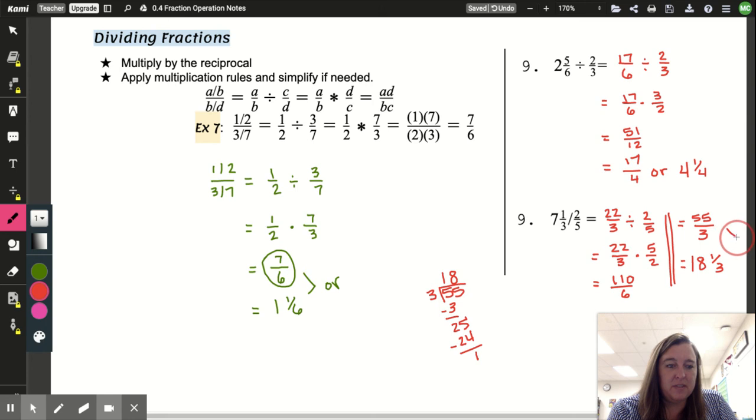So either of these answers would be good. Again, I like the improper fraction better, but sometimes you do need that mixed number. All right, now it's time to practice. Go into Schoology and look at the next assignment, the practice assignment that's there. There are some really interesting problems in there with some error analysis.